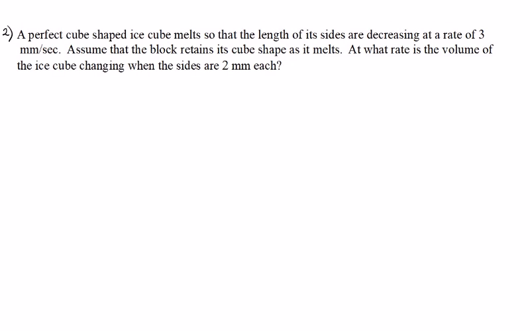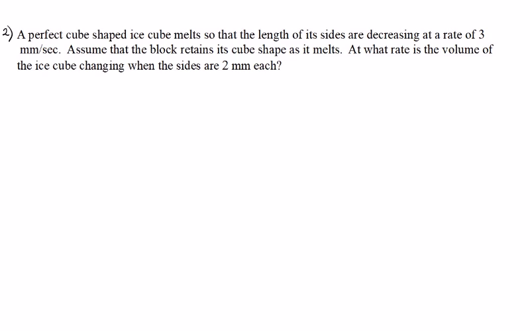All right, so let's work through this one together, and we'll take it piece by piece. So let me read the full thing first, and then we'll go from there. It says a perfect cube-shaped ice cube melts so that the length of its sides are decreasing at a rate of 3 millimeters per second. Assume that the block retains its cube shape as it melts. At what rate is the volume of the cube changing when the sides are 2 millimeters each?